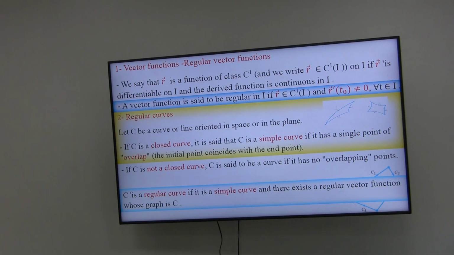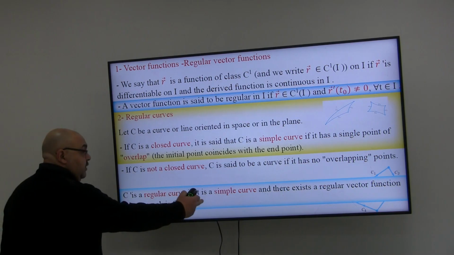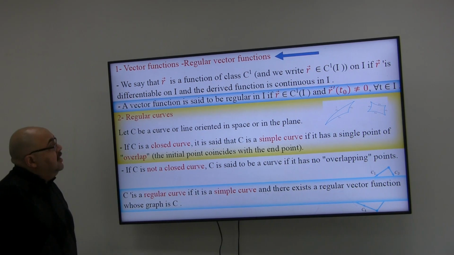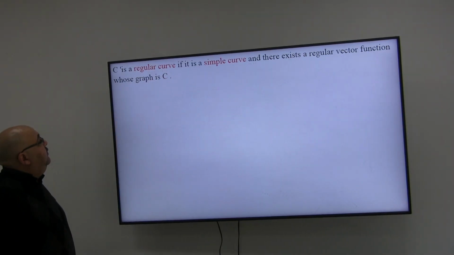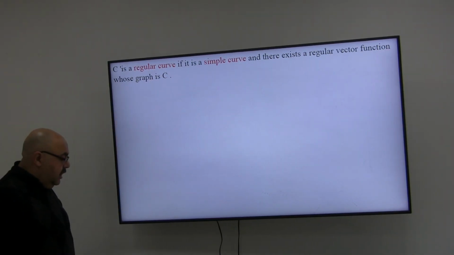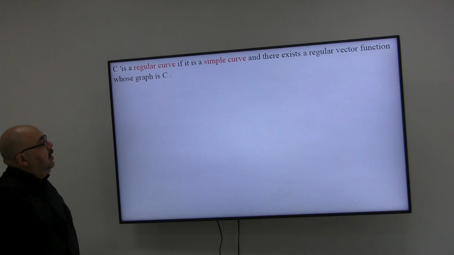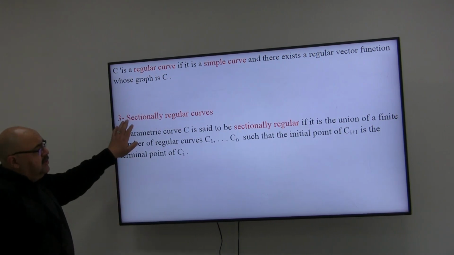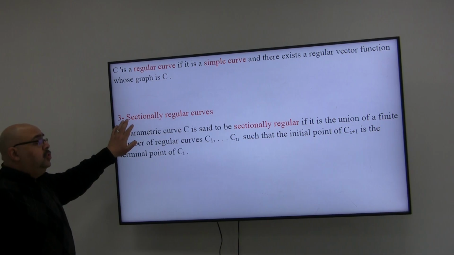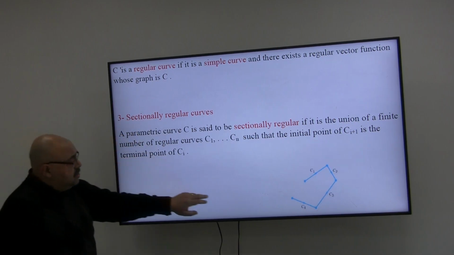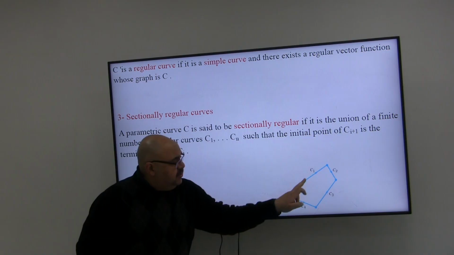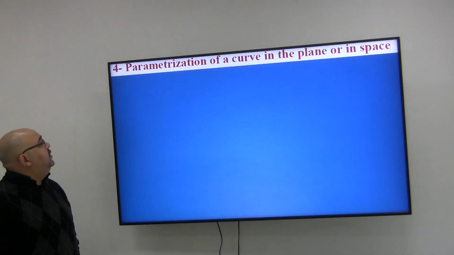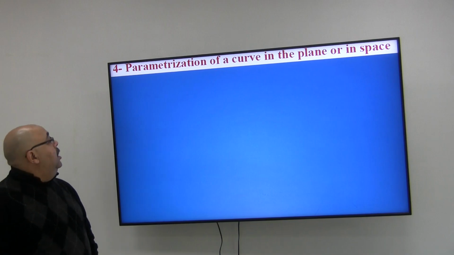C is a regular curve if it is a simple curve and there exists a regular vector function whose graph is C. That's the condition for regular vector functions. Sectionally regular curves are those curves which are not closed, but consist of some curves. As you can see, this is C1, C2, C3, and C4. We will go to the direction, but down the road.